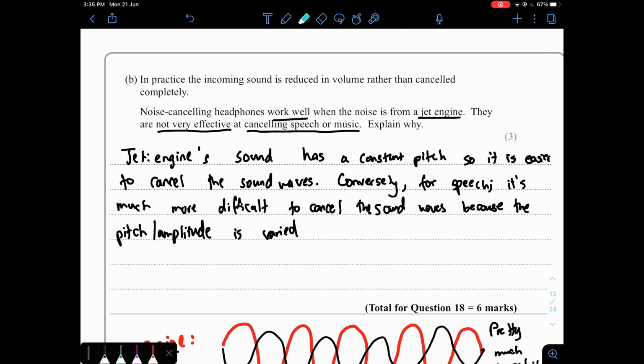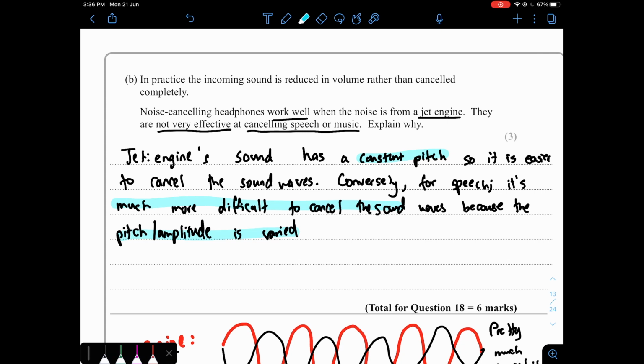Okay, so what are the marking points for this? We have to talk about how it's much more difficult to cancel out the waves, because the pitch and amplitude is varied, and for the jet engine it has constant pitch. So those are your 3 marking points.